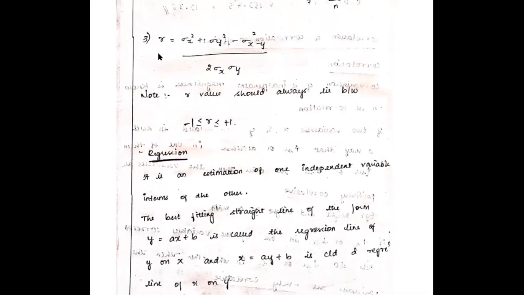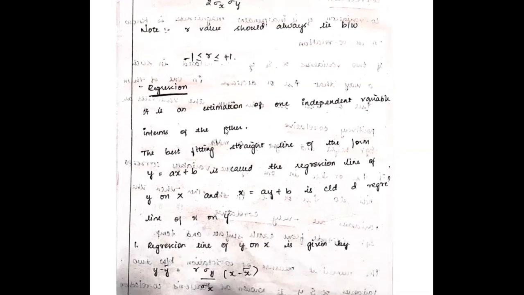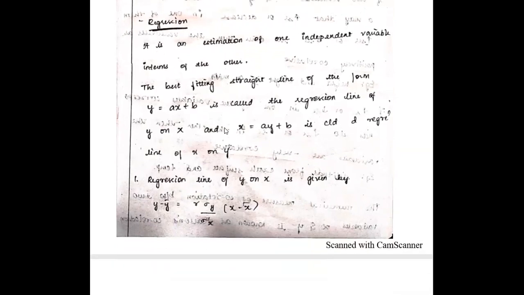And one thing you should remember is r value should always lie between -1 and +1. If it exceeds this, it means you've gone wrong in the solution. So please do recheck. Whenever you solve for r, you have to see to that r value always lies between -1 and +1. That's the range for r.